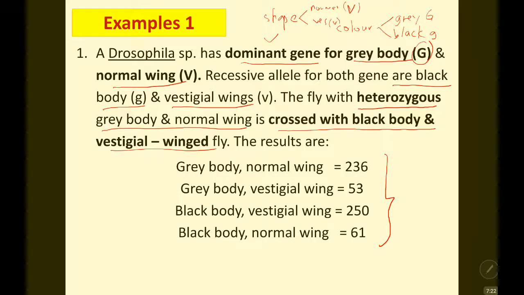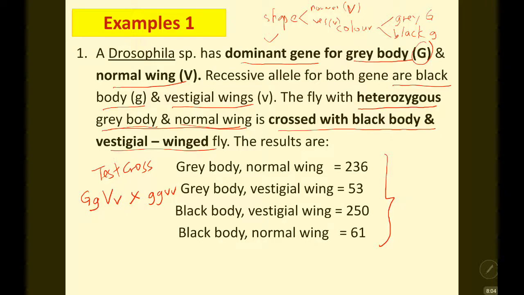Okay, so see the following question now. The fly with heterozygous gray body and normal wing means that it is big G small g, big V small v, crossed with black body, vestigial wing. Black body and vestigial wing are both recessive, so it's a cross between small g small g, small v small v. So indirectly, they told you that this is a type of test cross.